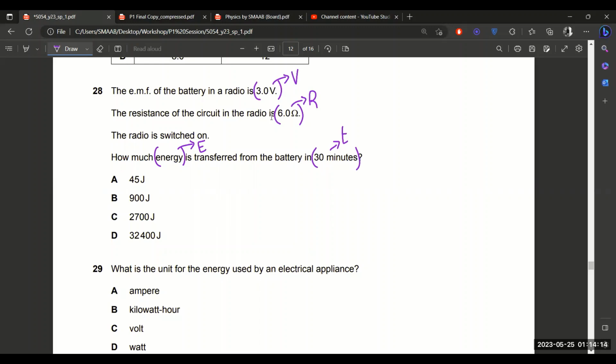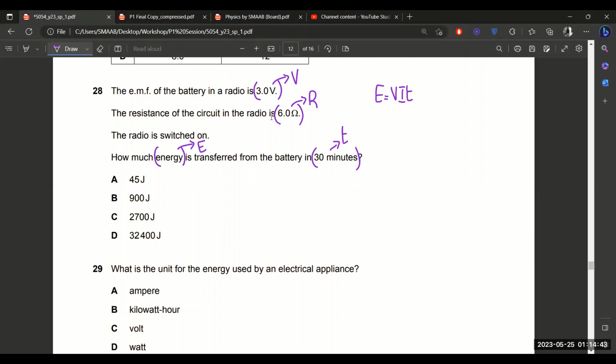Okay, so we know the formula E is equal to VIT. If we want to calculate the energy, that will be equal to VIT. And we know that the voltage is equal to 3, current is unknown, time is mentioned, and resistance is given. So that's not a big deal to calculate the value of electric current. We may simply calculate the value of electric current by using a different formula.